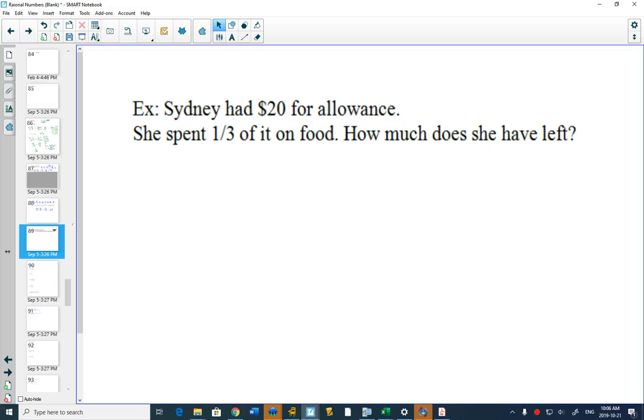Here's our next problem to interpret. Again, read the question, and then I want you to write the mathematics for how to figure out the answer to this question. She had $20 for allowance. She spent 1/3 of it on Mars bars. How much does she have left?